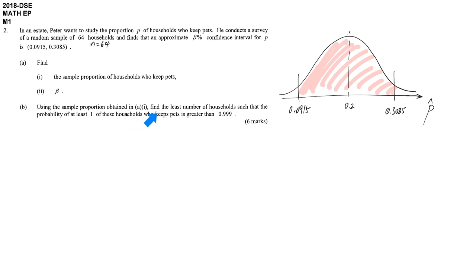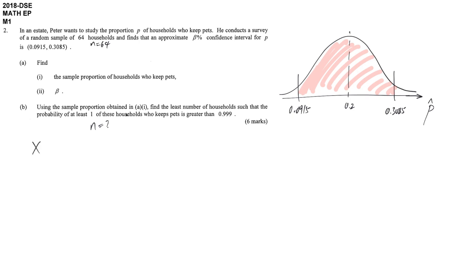In part B, they ask us to find the least number of households such that the probability that at least one of these households keeps pets is greater than a certain amount. So think carefully, the sample size is no longer 64, but they are asking for a suitable n. And that n needs to fulfill this requirement. And then you have to think what kind of distribution it is. We repeat the same thing for n times, and then the response is yes or no. So this is binomial distribution.